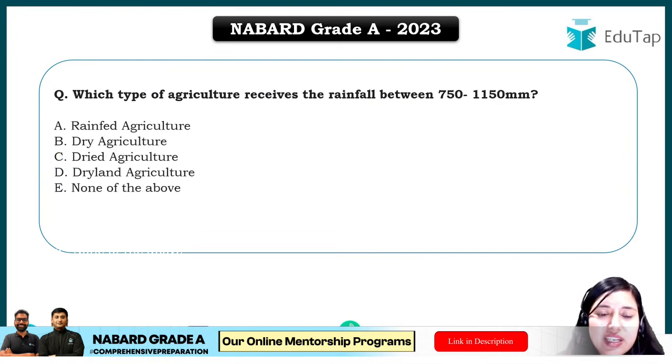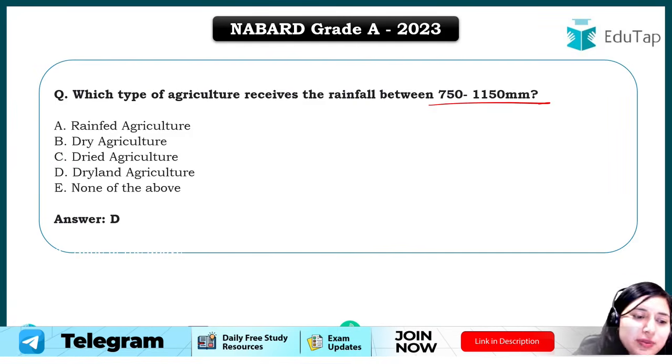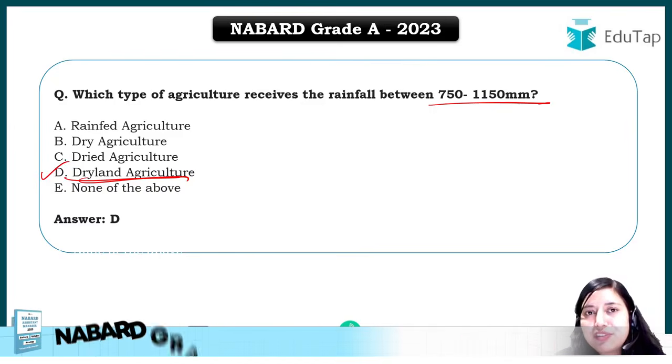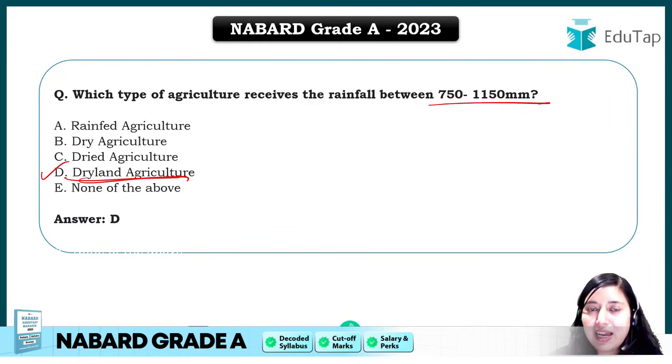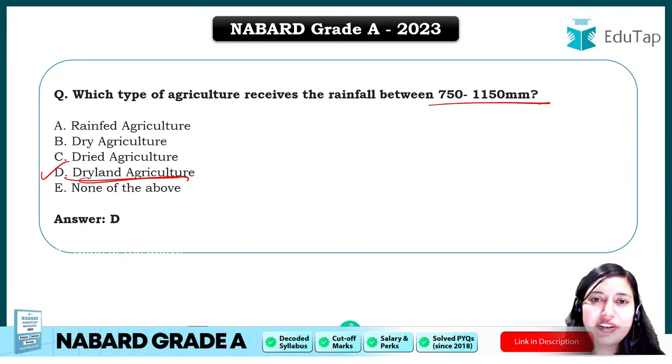Which type of agriculture receives rainfall between 750 to 1150 mm? So the answer for this question will be option D, dryland agriculture. Okay, very easy. Below 750, if any region receives rainfall, that will be called dry agriculture. Dryland falls between 750 to 1050 mm, and rainfed is more than 1150 mm.